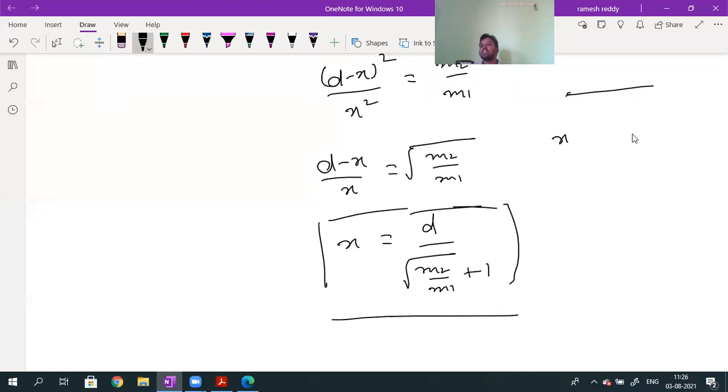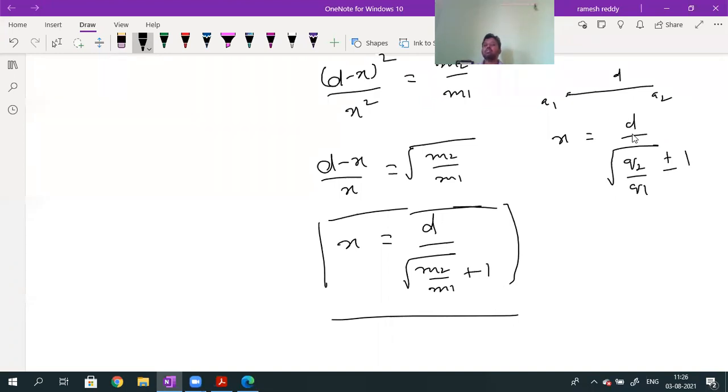Whenever two charges are there, if q1 and q2 are the two charges separated by distance d, what is the formula for the null point? The formula for x will be d divided by root over q2 by q1 plus or minus 1. Can you remember? The plus sign is for the like poles, the minus sign is for the unlike poles. Whenever the two charges are like charges, the null point will be obtained between them. Whenever the charges are unlike charges, the null point will be obtained behind the charges.